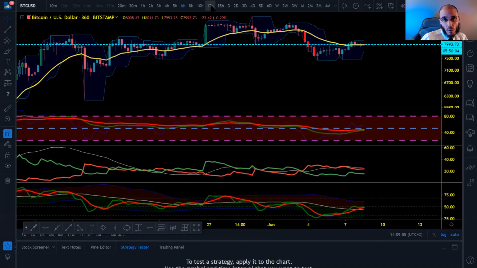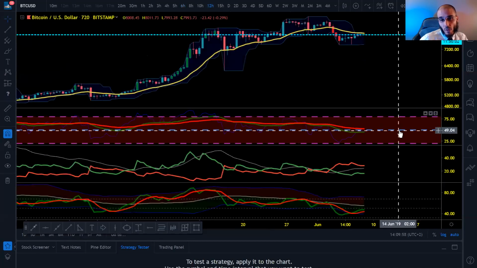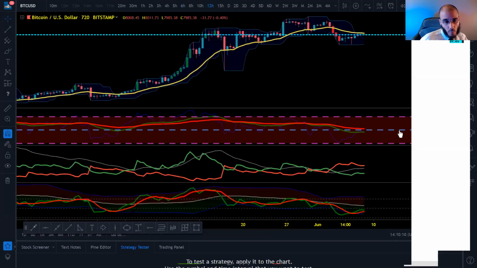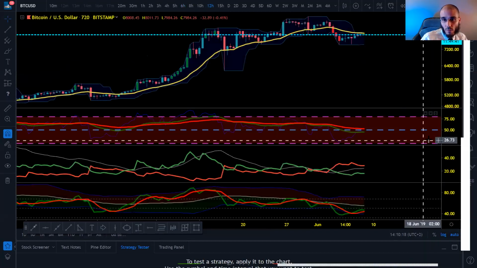Now let's jump to the 12-hour chart. 12-hour chart, the first one is negative. The second one is negative. The third one is negative. And the last one is positive. Yes, I'm right. The last one is positive. It was negative yesterday, but today it is positive.